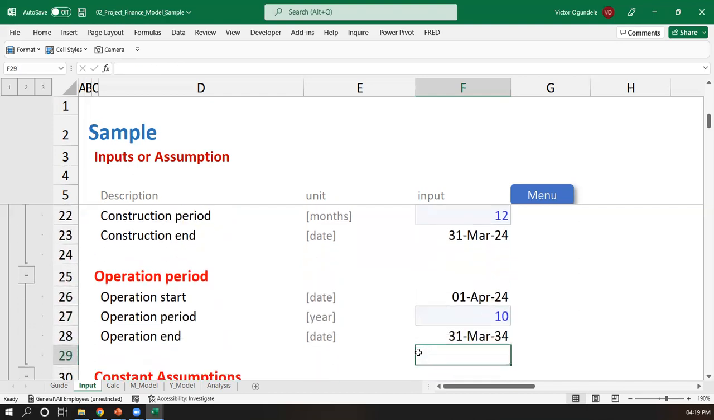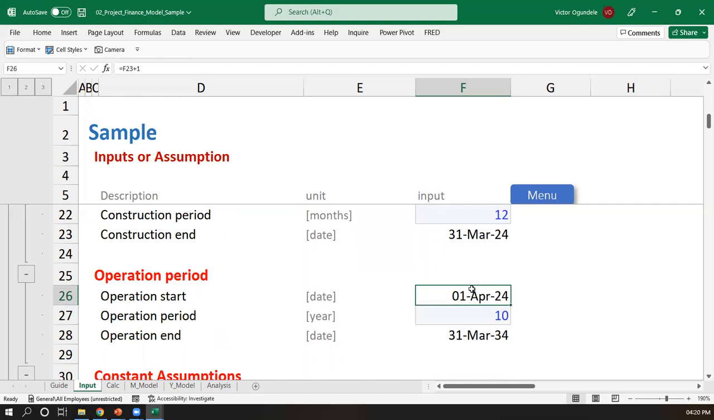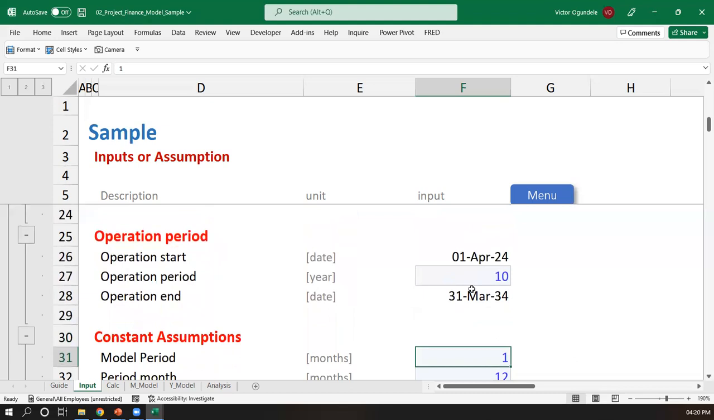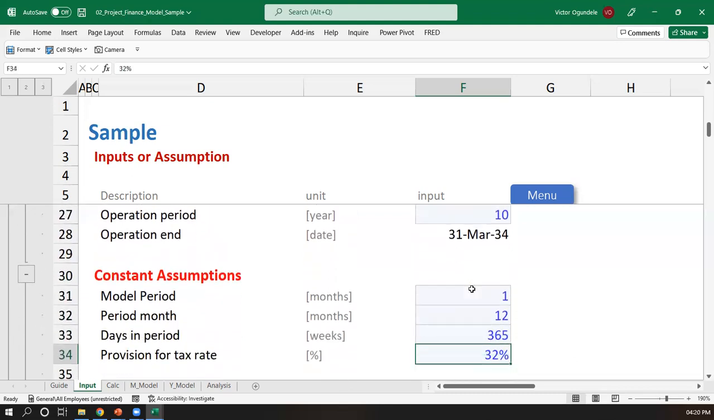Then you get started with your operation period. Operation will start maybe after the construction, and if there's no delay, we can start the operation. And for how long will the project run? This one is saying it's going to run for 10 years. Right? Then that's more like the time. Then you also recognize some other constant assumptions, some general assumptions.